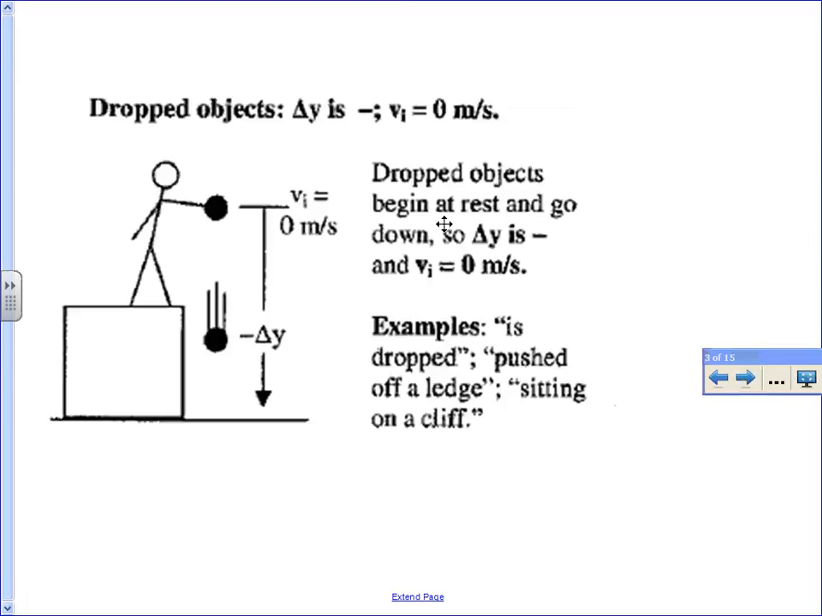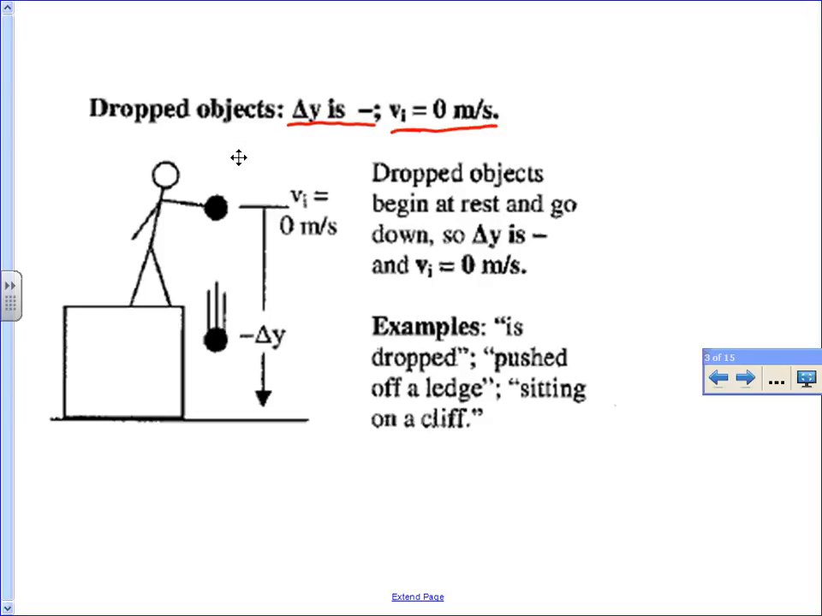Okay, so 3 scenarios. If you drop an object, then your change in your height is going to be negative. Let's say this guy was at 2 meters. It's going to fall down to 0 meters. That means the change in y equals negative 2 meters, because he went from 2 to 0, so he lost 2. Since you dropped it, your Vi, your initial velocity, is 0.